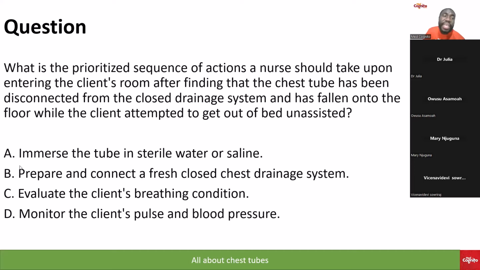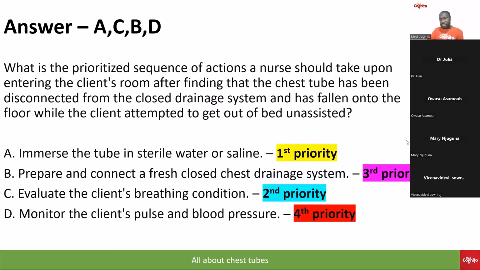So that means Mr. Prince is going to immerse the tube in sterile water, then C, evaluate the client's breathing condition, then B, prepare and connect a fresh closed chest drainage system, then D is monitor the client's pulse and blood pressure. So what's the correct answer? The correct answer is A, C, B, D. Not A, C, D, B. A, C, B, D. What do I mean by that?